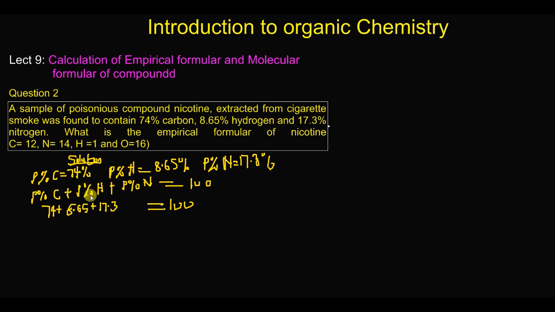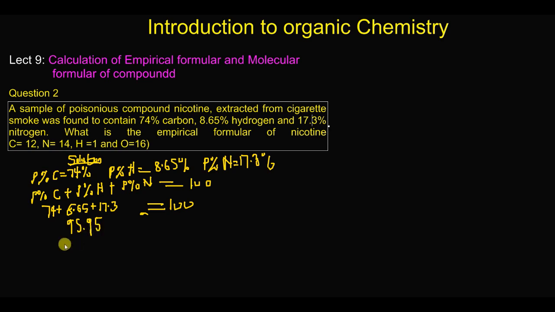Once you do that, you have gotten the confirmation. It's 95.95. The question gave it very clearly that it was found to contain this and that. The small remaining percentage, we tend to forget it. Already, nicotine doesn't contain oxygen, so you don't include that inside. Now, let's continue.